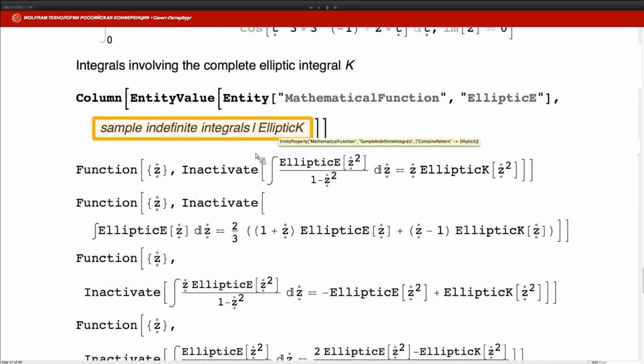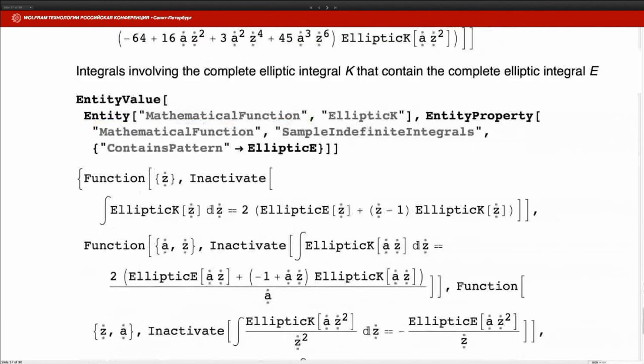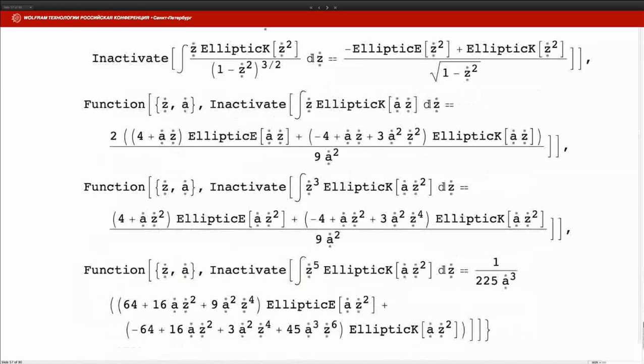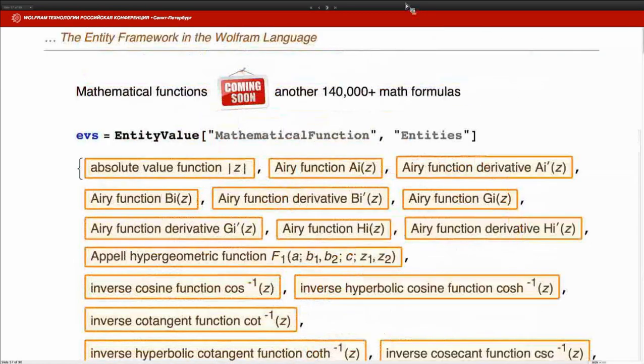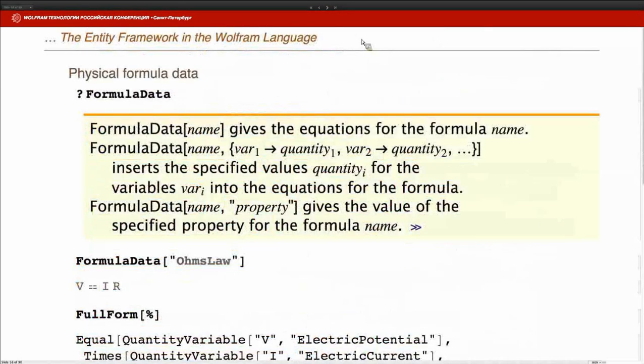Or here, give me all EllipticE's that do not contain EllipticK within indefinite integrals. And here I get a nice result. And I can nicely select what I want with respect to type as well as what functions occur.